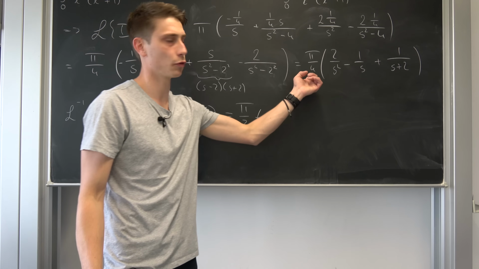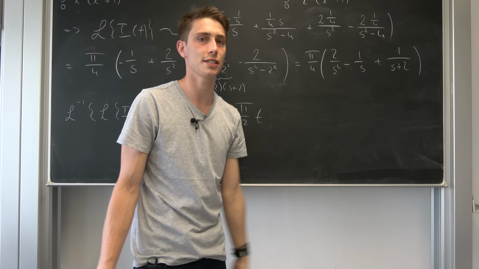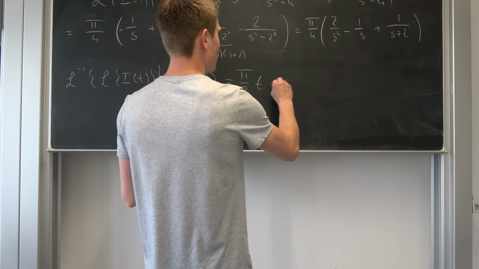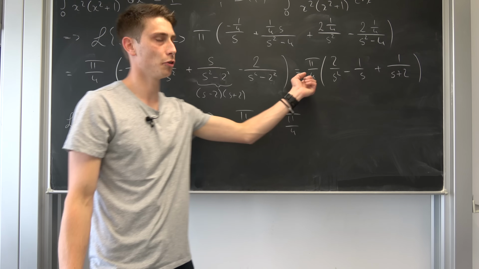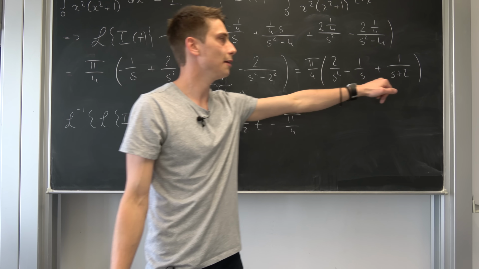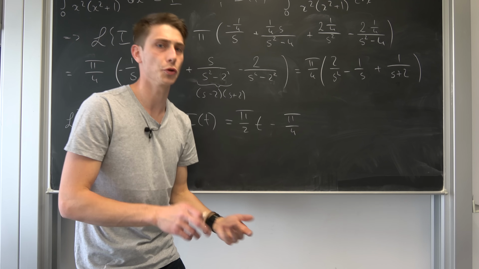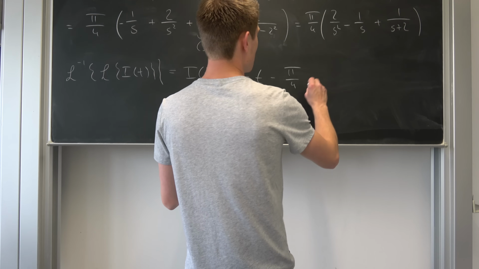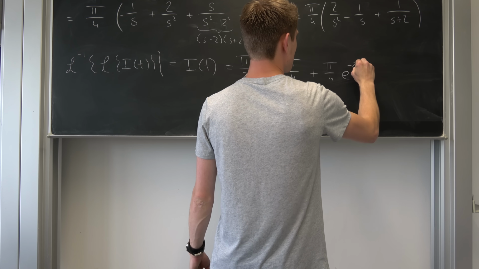Next term, pi over 4 is a constant, bring it to the outside. Inverse Laplace transform of minus 1 over s is just minus 1. So we have minus pi over 4. And the last term, pi over 4, constant, bring it to the outside. Inverse Laplace transform of 1 over s plus 2 is just e to the minus 2t, if I remember correctly. So we have plus pi over 4 e to the minus 2t.